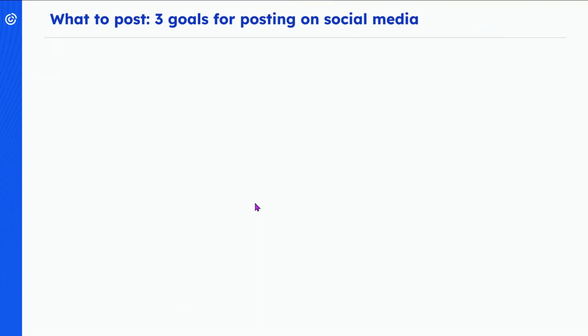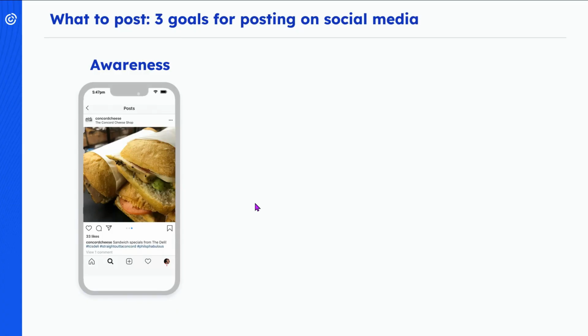Now, no matter what social media platforms you're using, the goals are going to be the same in order to keep those followers engaged. You don't want to post the same exact thing on every single channel, but the content can be similar with just a few tweaks here and there. There are 3 main goals that you should implement in your social media strategy. The first one is awareness.